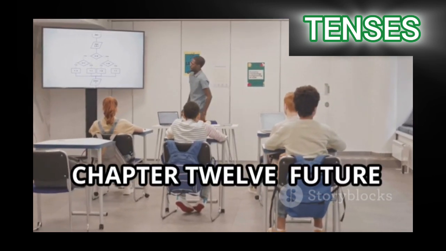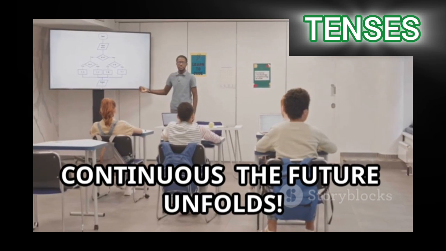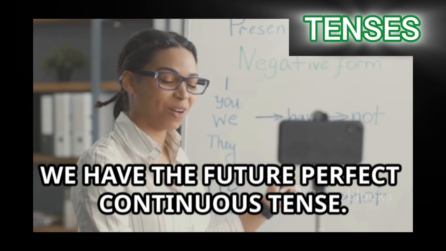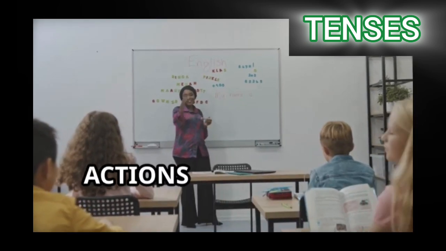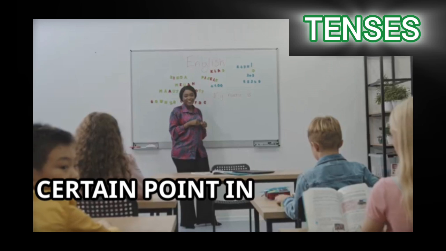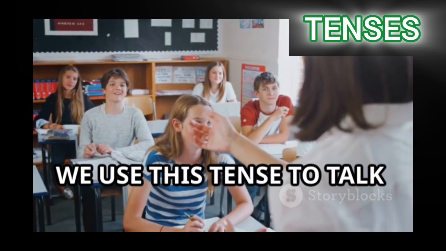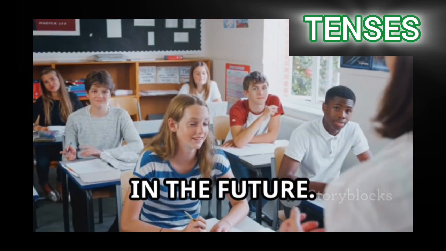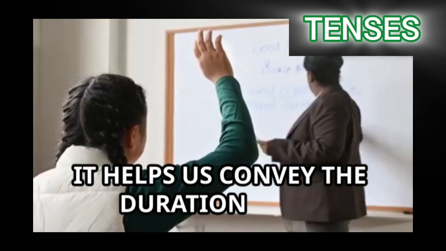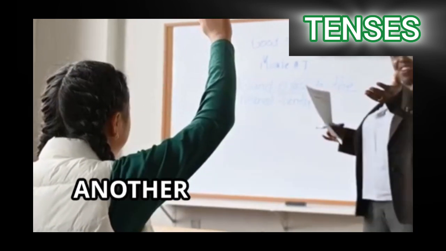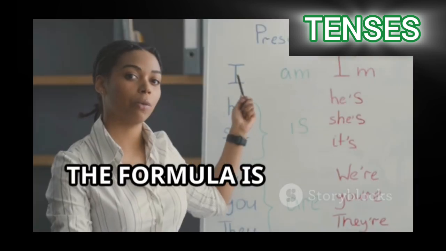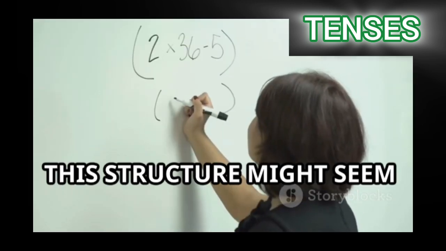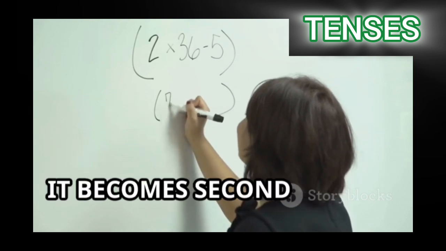Chapter 12. Future perfect continuous. The future unfolds. Last but not least, we have the future perfect continuous tense. This tense is essential for expressing actions that will be ongoing up to a certain point in the future. We use this tense to talk about actions that will have been in progress for a certain amount of time by a specific point in the future. It helps us convey the duration of an activity that will be happening before another future event. The formula is subject plus will plus have plus been plus verb-ing. This structure might seem complex at first, but with practice it becomes second nature.